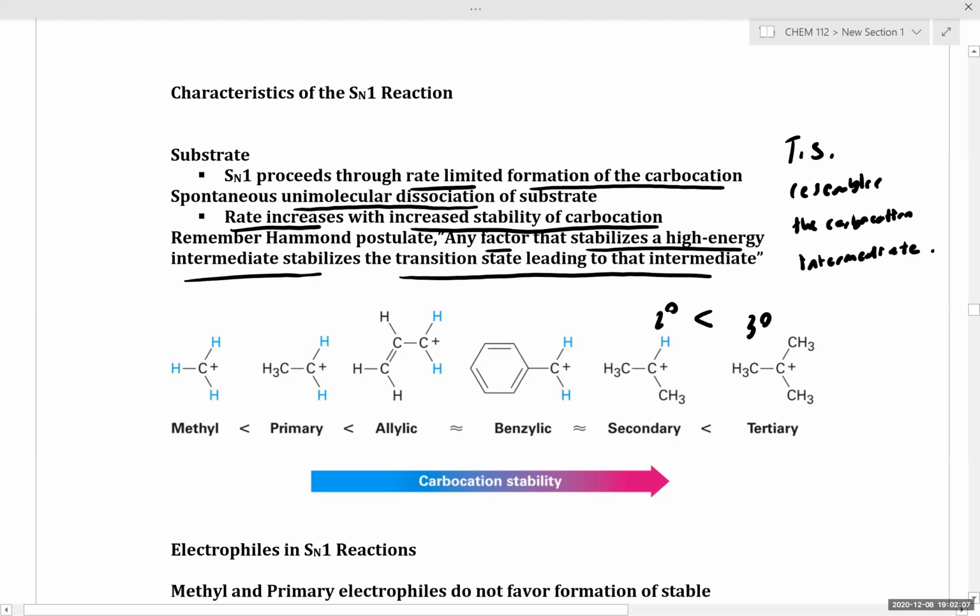Does that idea make sense? The rate of SN1 reaction is directly related to the stability of the carbocation generated from primary, secondary, tertiary, allylic, and benzylic substrates. Is everyone comfortable with that idea?